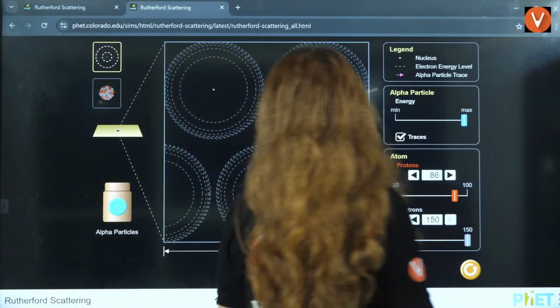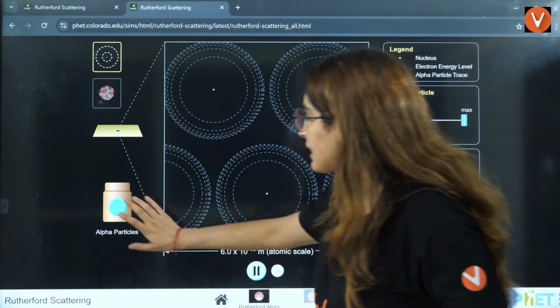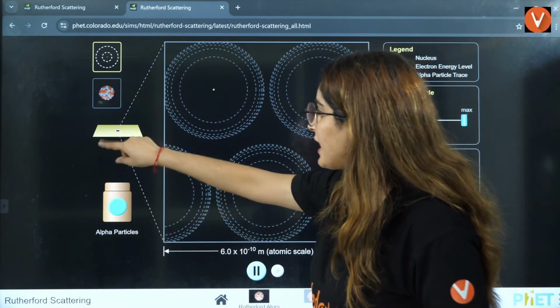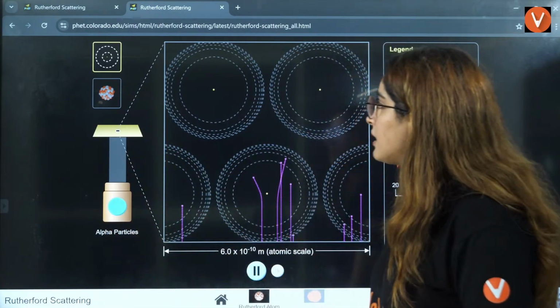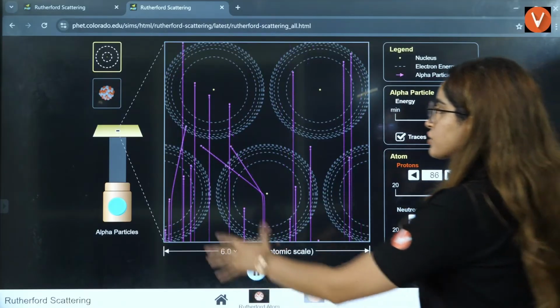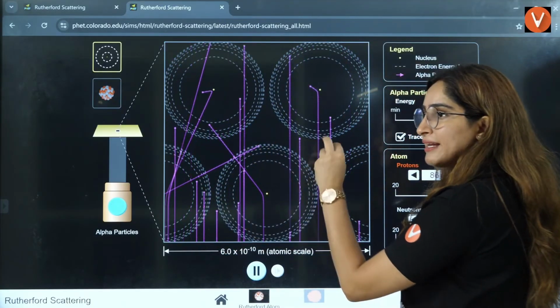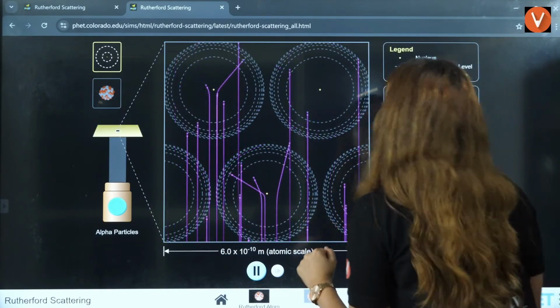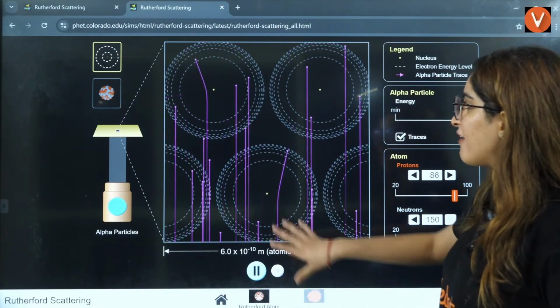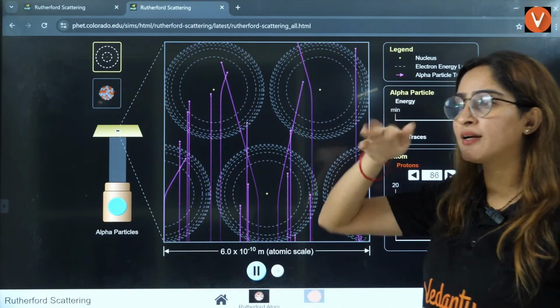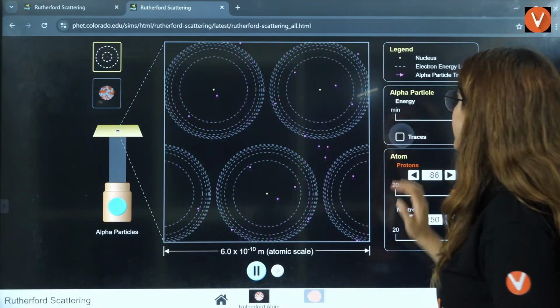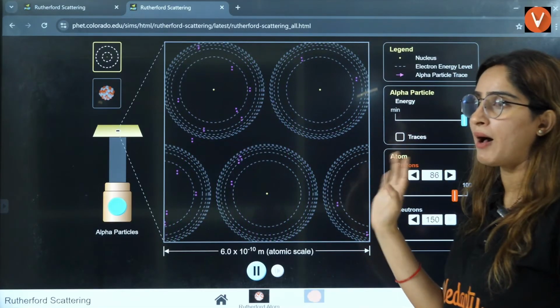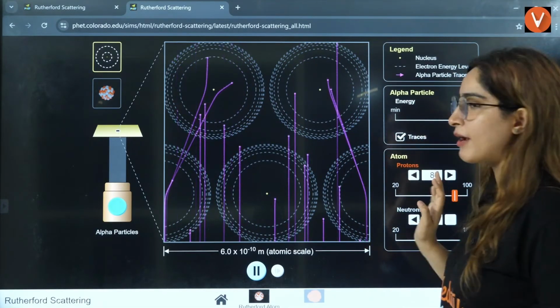This is your alpha particle. The alpha particle will strike. Let's see what is happening here. This is the atoms of gold foil in a zoomed-in version, right? Now, why I have kept the traces here is so that you can understand the path. If I don't keep the traces, you won't be able to understand the path, okay? So that's why I have kept the traces.